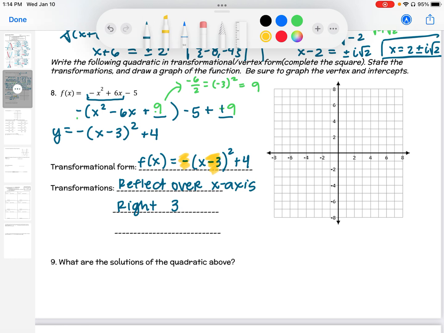Remember, everything on the inside is opposite, so that minus makes us move to the right. And then this plus 4 is going to move us up 4. Okay? And then we can go ahead and sketch a graph. So we have these transformations, so I'm going to go ahead and move us to the right 3 and up 4.